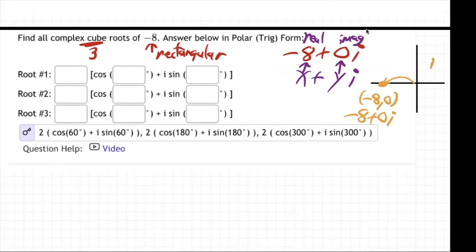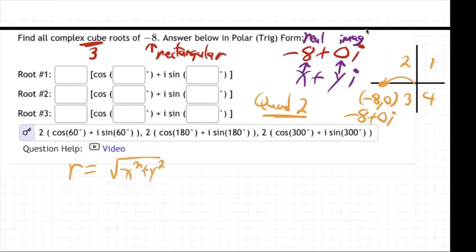Now, here's quadrant 1, quadrant 2, quadrant 3, quadrant 4. It's right in the middle of quadrant 2 and quadrant 3. So you can use the formula for quadrant 2 or quadrant 3. It'll work either way. I'll just say it's quadrant 2, but 3 would work just as well. Okay, and then calculate r. So r equals the square root of x squared plus y squared. That's the magnitude, the radial length of it. So this is the x and the y.